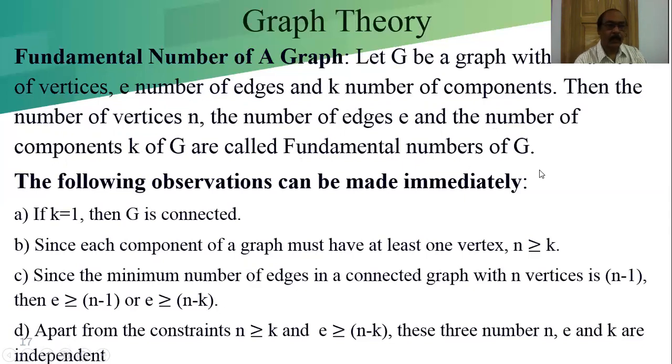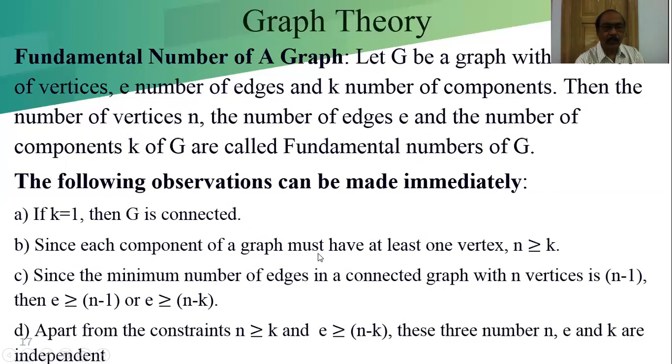Now, the following observations. If we observe the graph properly, for a disconnected graph it is obviously immediate. We can say from the observation: A, if k is equal to 1, that is, if it is not a disconnected graph, then there is one component, only one connected graph. Then k is equal to 1 and G is connected. Conversely, if k is 1, we can say G is a connected graph.